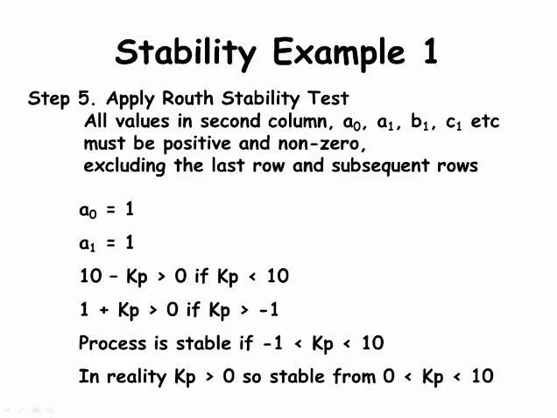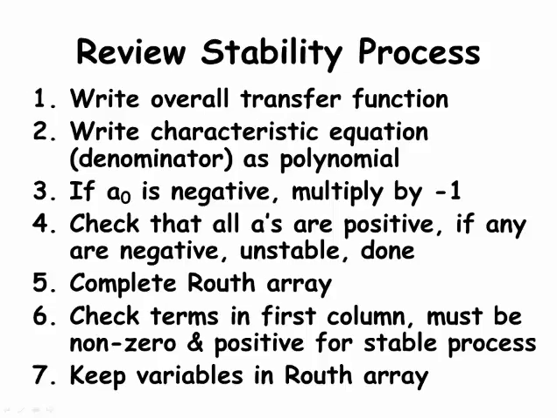For B1 to be positive, Kp must be less than 10, and for C1 to be positive, Kp must be greater than -1. So this process will be stable as long as Kp is between -1 and 10. In reality, Kp will be greater than 0, so this process will be stable as long as Kp is between 0 and 10.